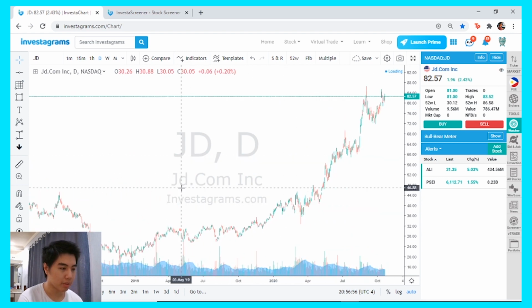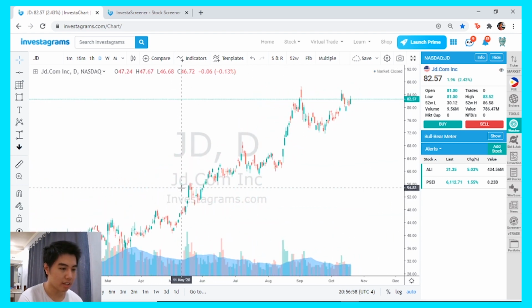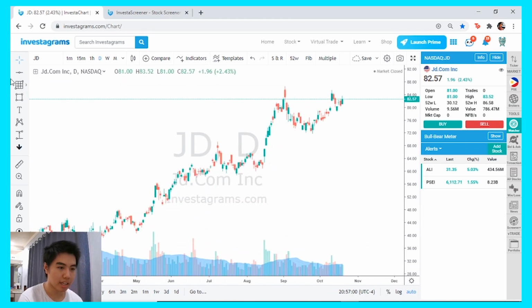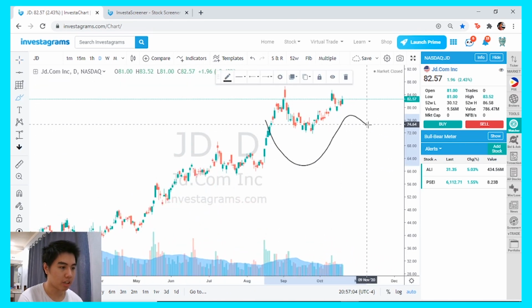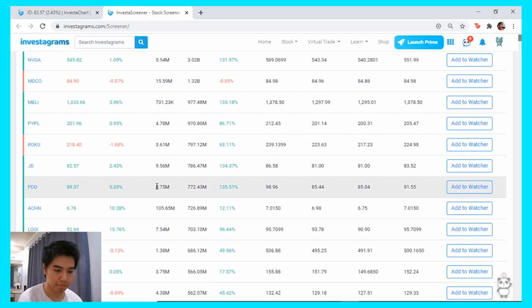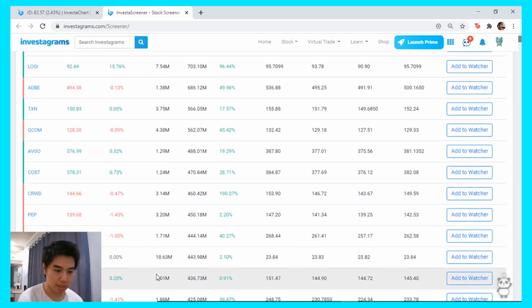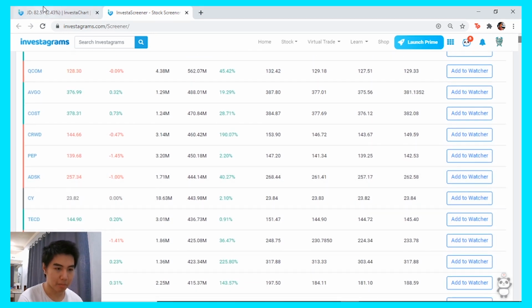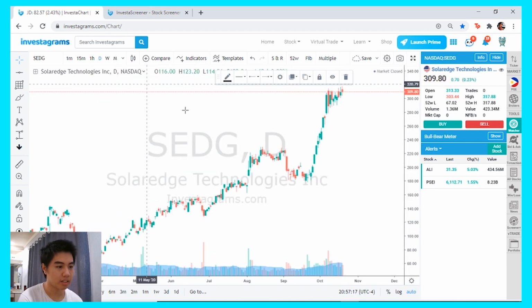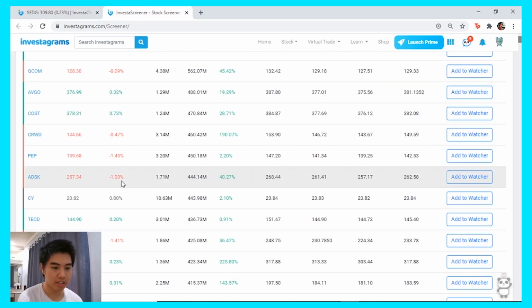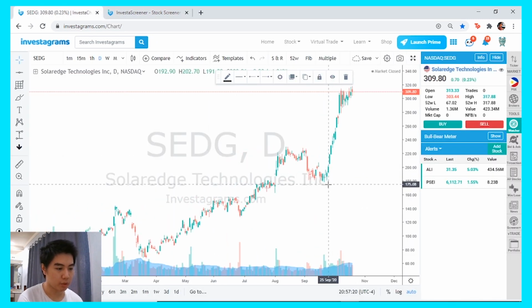So alam ko si JD, relatively newer company rin. Di ba, bagong IPO 2015. Ngayon, looks like coming from a prior uptrend, looks like it's forming a potential cup with handle. We have, yan, dami. Basta yan, mga malalakas na stocks yan. SEDG. So lahat yan malakas. SEDG, close to a 52-week high. ADSK.